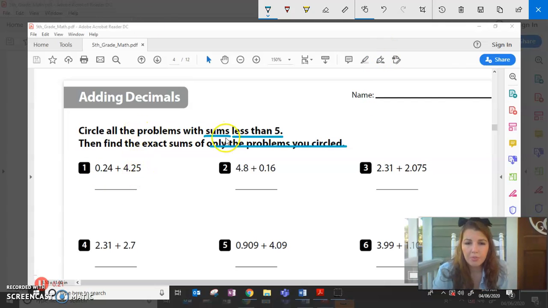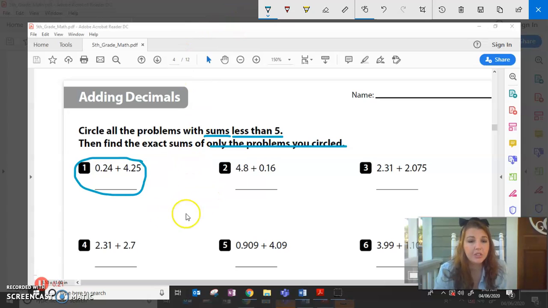First off, I'm going to circle all the problems with sums less than 5. I'm going to do that mentally. So if I was to add 24 hundredths to 4 and 25 hundredths, would that be less than 5? Well, 24 hundredths and 25 hundredths would only be 49 hundredths, which is less than a whole, and 4 plus less than a whole would still be less than 5 wholes. So number 1 is one of the problems that I need to solve.